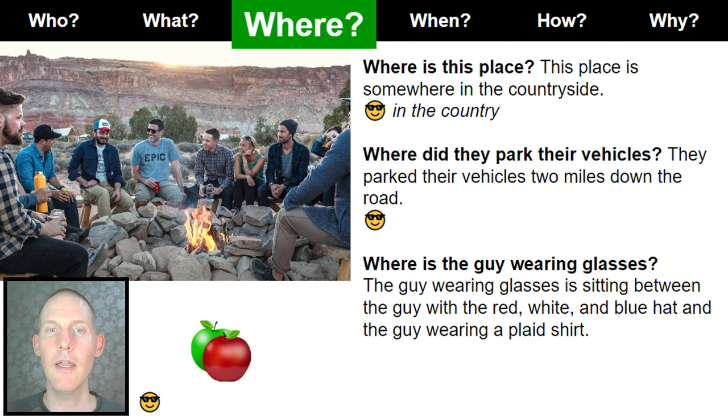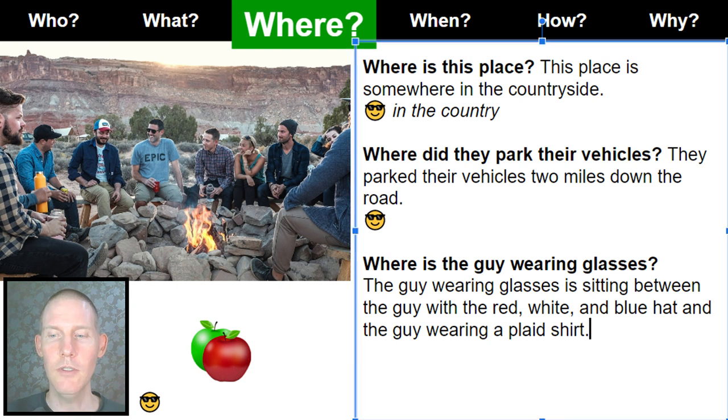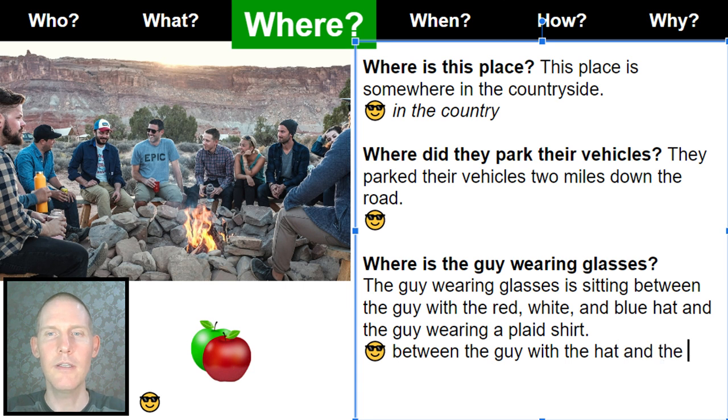So the full answer, the guy wearing glasses is sitting between the guy with the red, white, and blue hat and the guy wearing a plaid shirt. Woo! So how can we make this shorter? Well, we wouldn't have to repeat the guy wearing glasses, right? We can just say, where's the guy wearing glasses? Between the guy with the hat and the guy in the plaid shirt. And maybe we'll have to say the baseball hat.